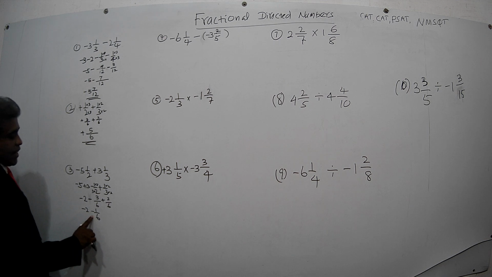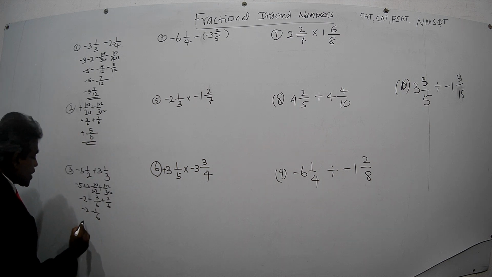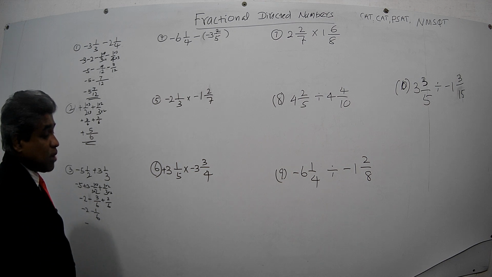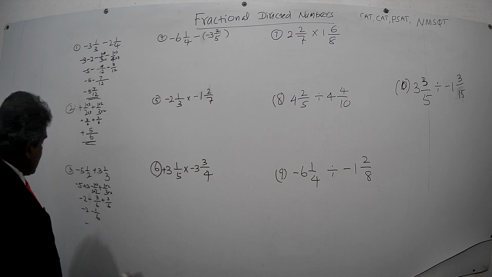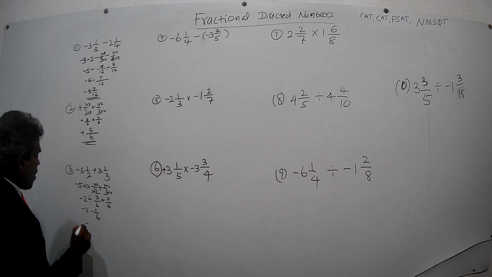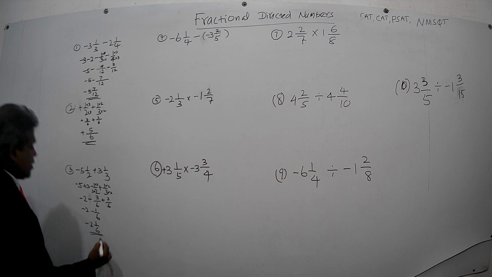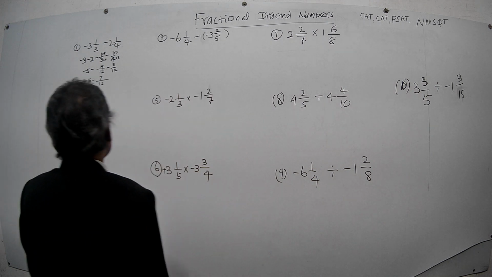Now here negative 2 and negative 1 over 6, two numbers of the same sign. You add them together. According to the rule of operations of directed numbers for addition and subtraction of numbers having the same sign, minus 2 minus 1 over 6, after adding this you get minus 2 1 over 6, right? That is also done. Go to the next one, the fourth one.